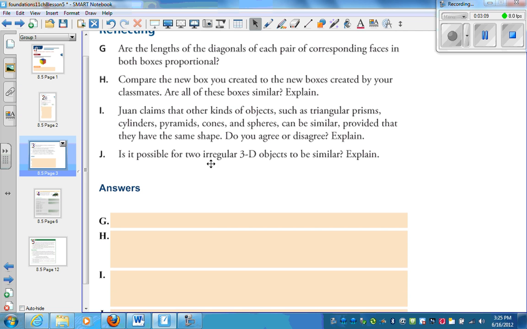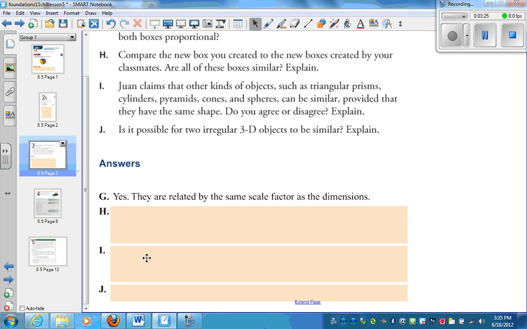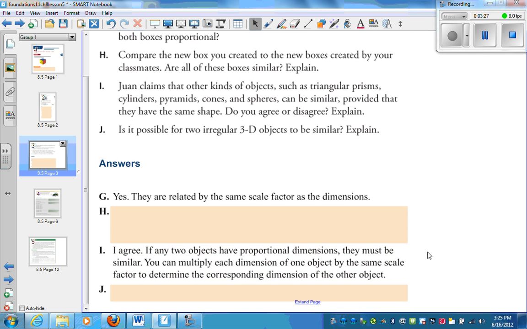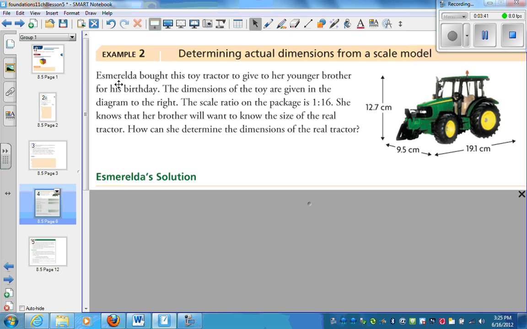Are the lengths of diagonals proportional? Yep, everything is that same scale factor. We didn't compare, but if we claim that other boxes can be similar provided they have the same shapes, do you agree or disagree? Yes, if any two objects have proportional dimensions, they can be similar. Is it possible for our irregular 3D objects to be similar? Yep, as long as all corresponding dimensions are proportional.